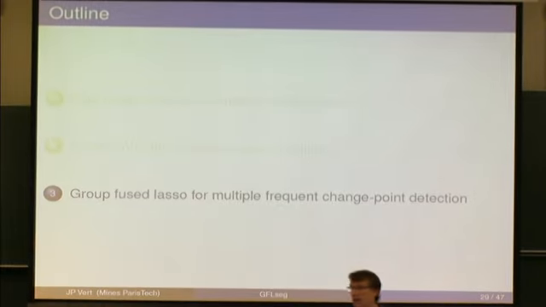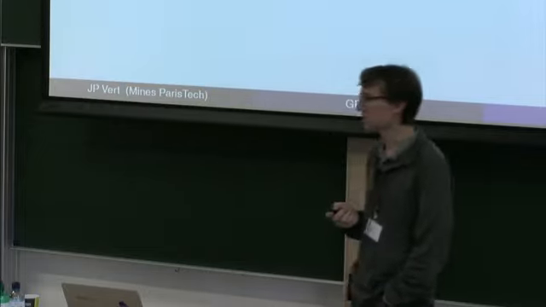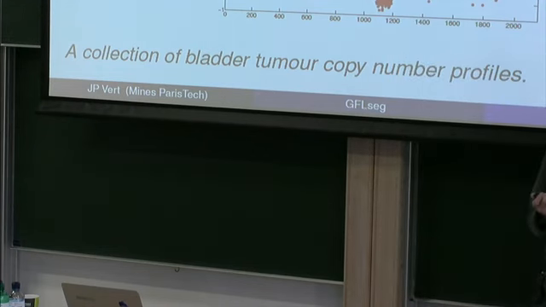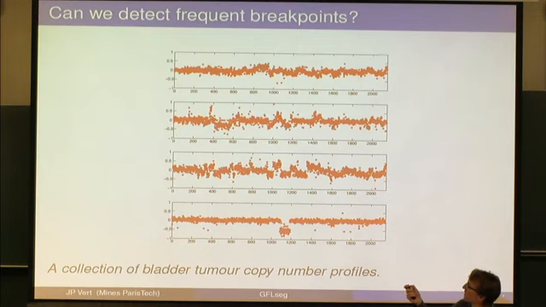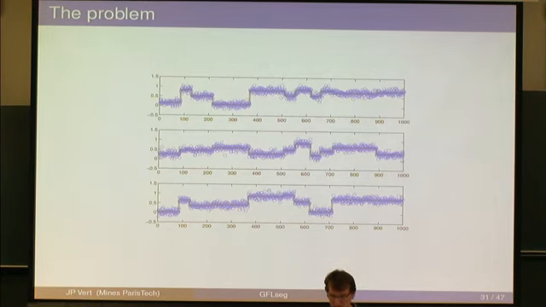Okay, now I'll move on to the last part, which was the title of my talk, which focuses on a related but different problem: finding shared change points. For me, each profile is one patient, so I accumulate data over many patients, and I want to find frequent chromosomal aberrations. Another way to describe this problem mathematically is to say you have a multi-dimensional signal, each patient is a dimension, and you want to do multiple change point detection in a multi-dimensional signal.